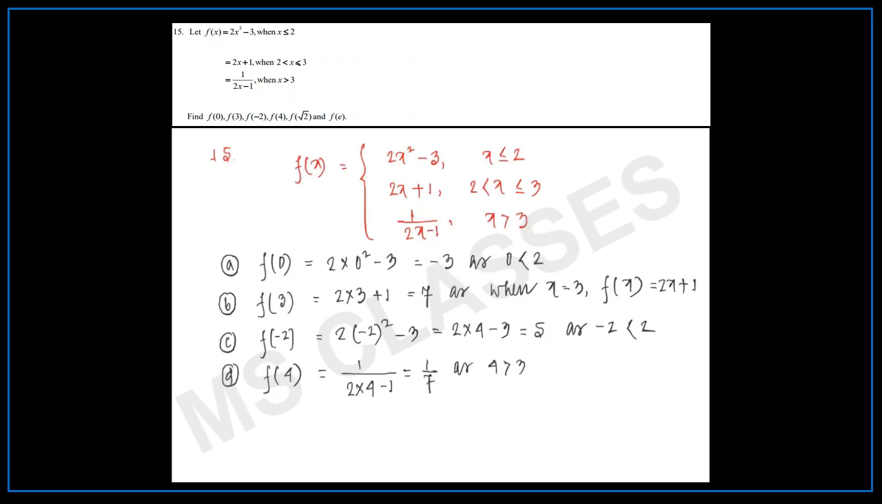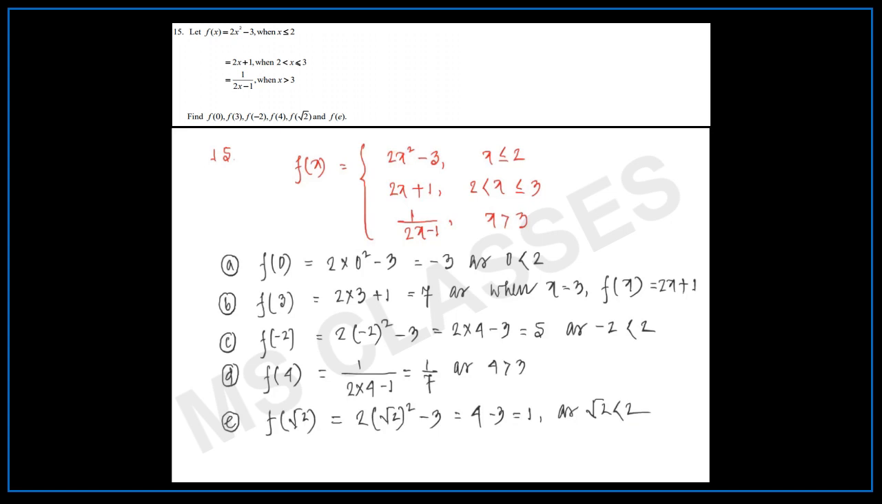Next, we come to subpart E, f(√2). Now √2 is approximately 1.414, so less than 2. When less than 2, as per the definition of the function, it is (√2)² − 3, so that will be 2 − 3, that is −1, as √2 is less than 2, so we use this definition.